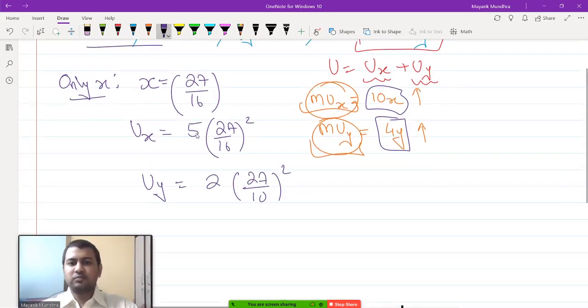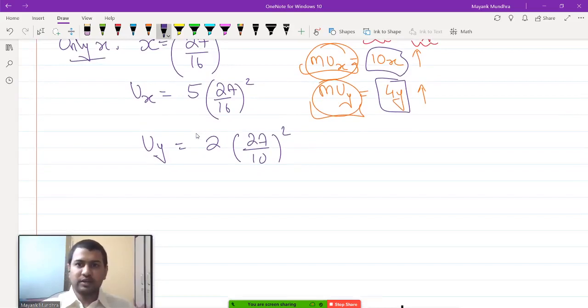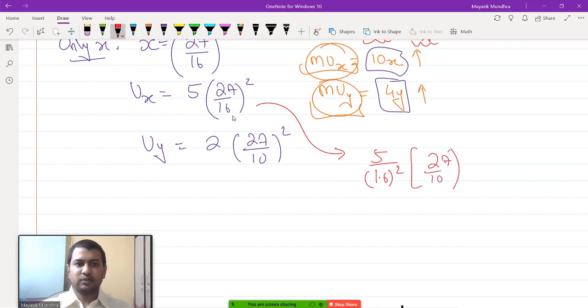Okay, so then I need to compare these two quantities. Which of these is going to be larger? This could be written as 5 by 1.6 square into (27 by 10) whole square, and this is 2 into (27 by 10) whole square. So what I really need to compare is just 2 and 5 upon 1.6 square.